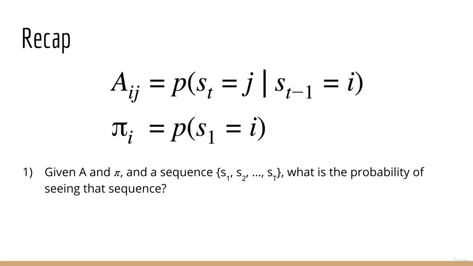And the second question we're going to answer is very practical. How do we find A and pi in the first place? As usual, because this is machine learning, we'll be given a dataset, and using this dataset, we'll determine some procedure for estimating the best values of A and pi.